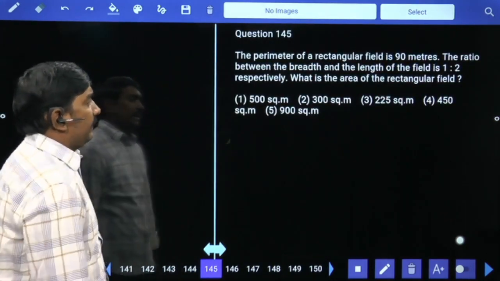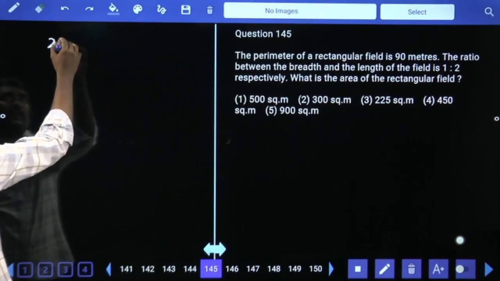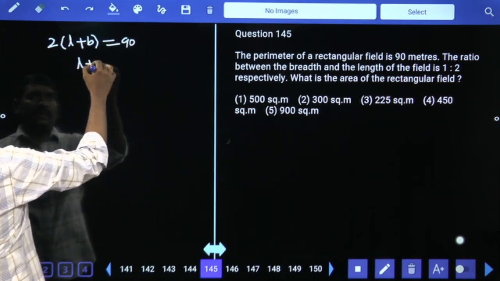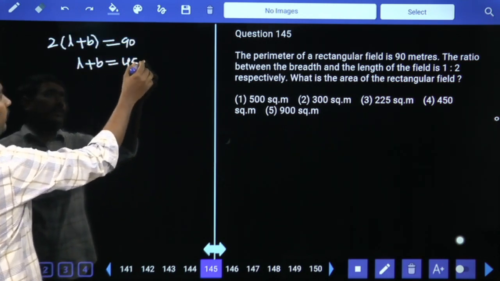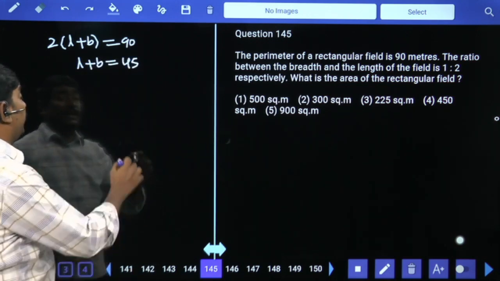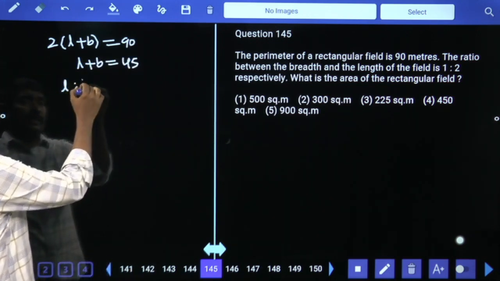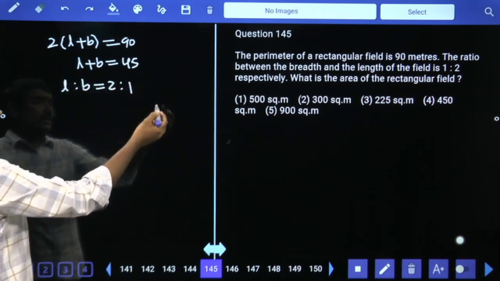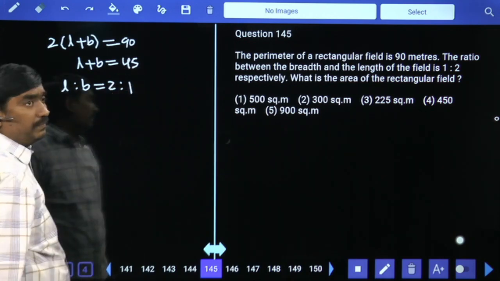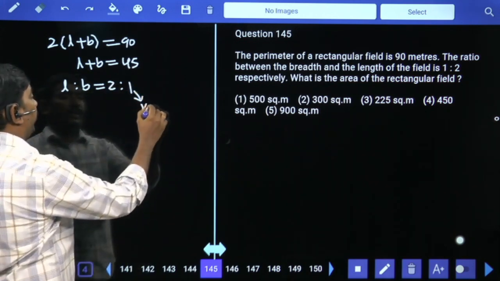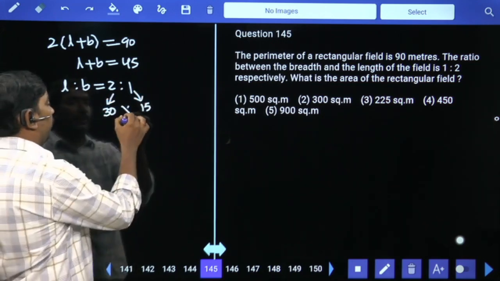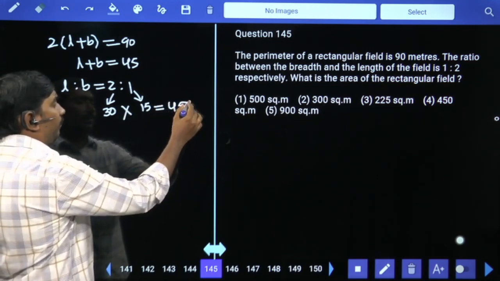The perimeter of a rectangular field is 90. 2 of L plus B is equal to 90. From this we can write L plus B equal to 45. The ratio between breadth and length of the rectangular field is 1:2. Length and breadth is 2:1. 2 plus 1, 3 parts value 45. 1 part value 15, 2 parts value 30. Area of the rectangle, length into breadth, 30 into 15, 450.